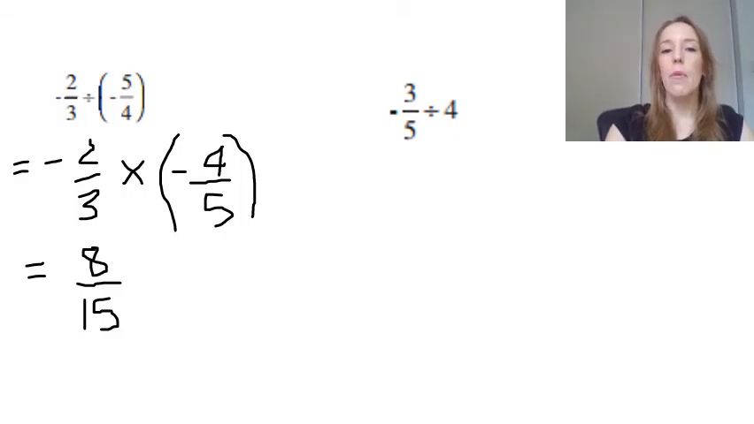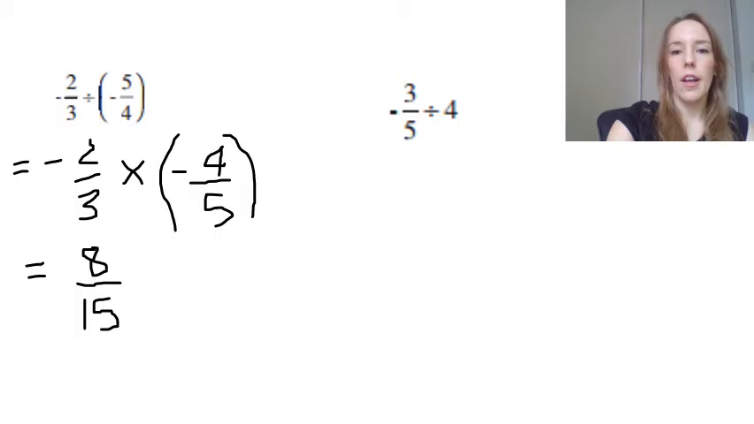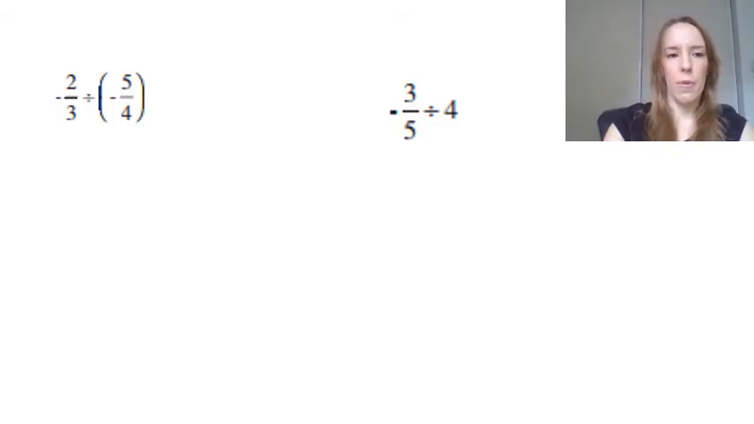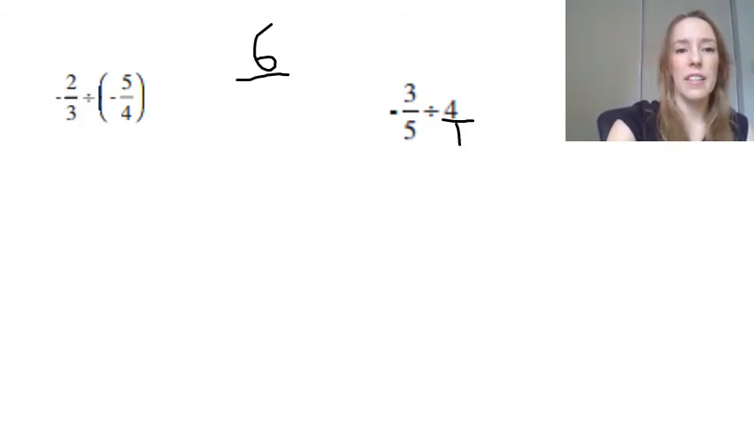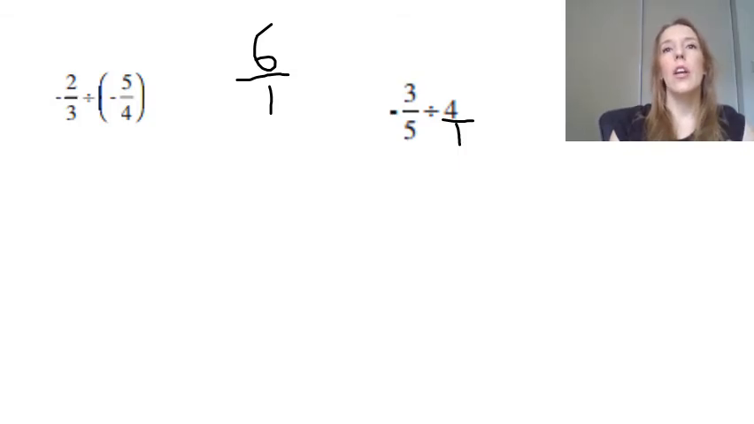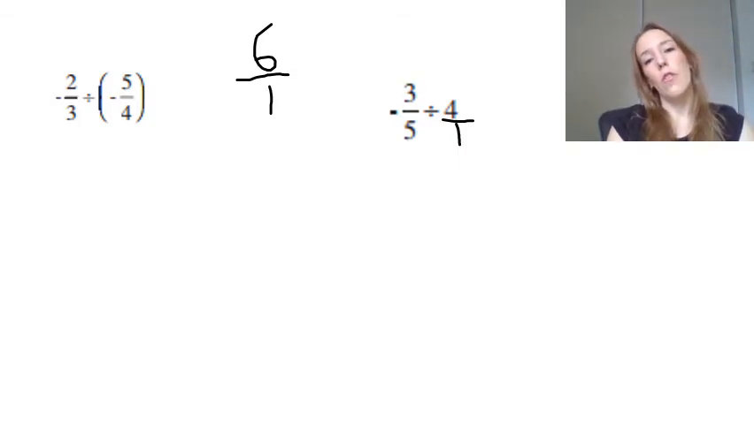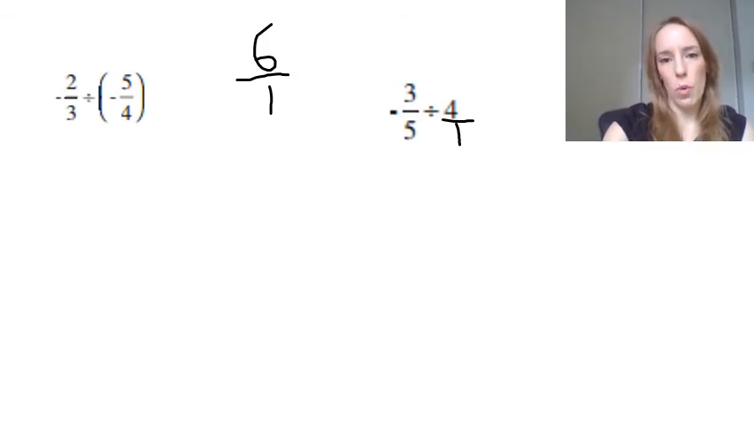Our second example there, we've got negative 3/5 divided by 4. So you're probably looking at this going, oh, how do I do that? That's not a fraction, that's 4. Anytime we see a whole number, it's the same as having that number over 1. So if you have just 6, it can be written as 6/1, because that's an improper fraction, and we just convert it to wholes. So 4 is the same as 4/1.